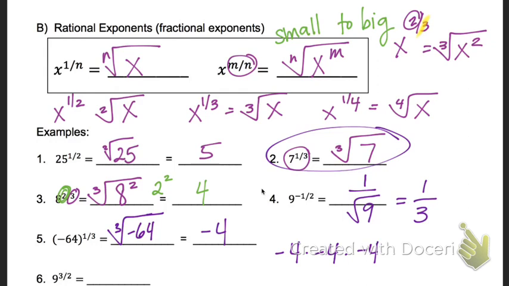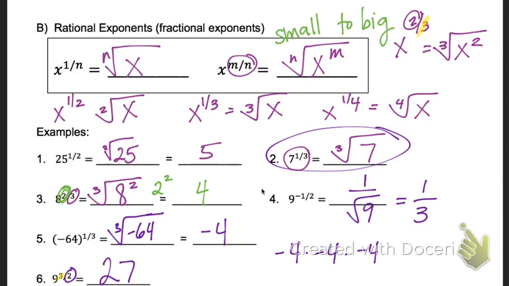So the negative 1/2, the one on the top, represents that one. Number 6 was 9 to the 3/2, which is 27. So what I did is I went small. The square root of 9 is what? 3. And 3 to the 3rd power is 27.